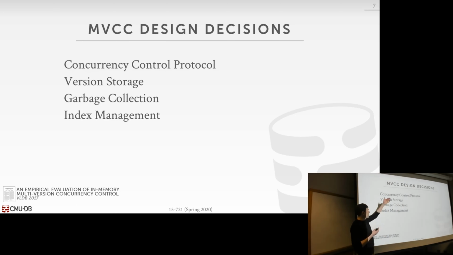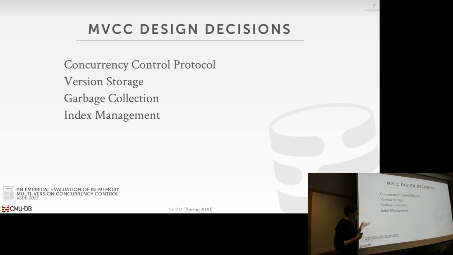So it's not just a matter of saying, I'm going to pick two-phase locking and you're done. There's all these other things you have to be worried about. And the implications of these design decisions can be quite significant based on what your workload is that you're trying to support.